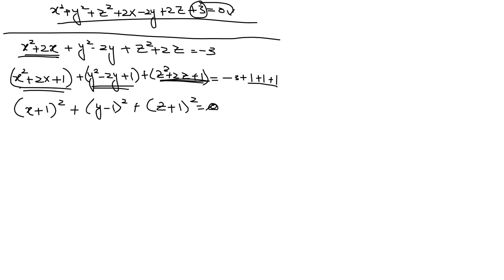Okay. So what is the center point now? The center point will be -1, 1, and -1. Okay, this is the center point. And what is the radius here? Radius is 0. Okay, because we have here 0, so radius is 0.